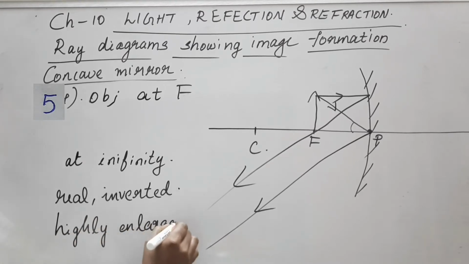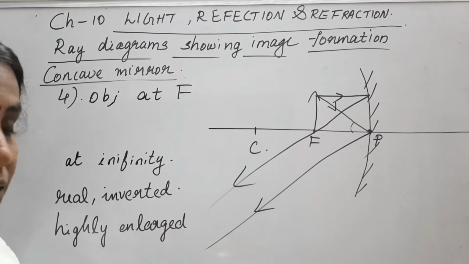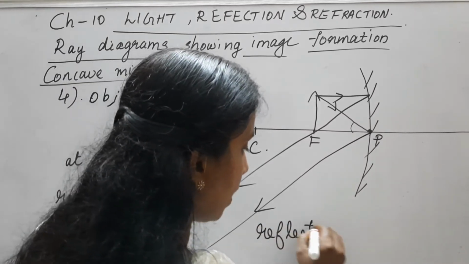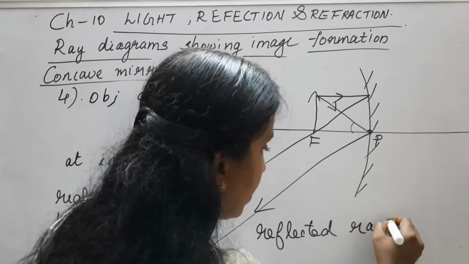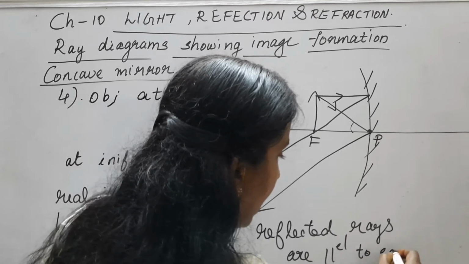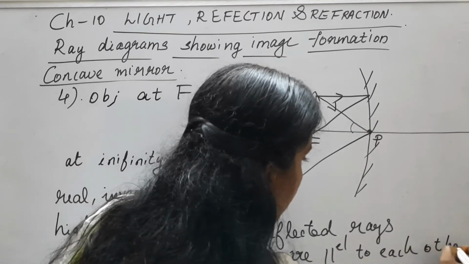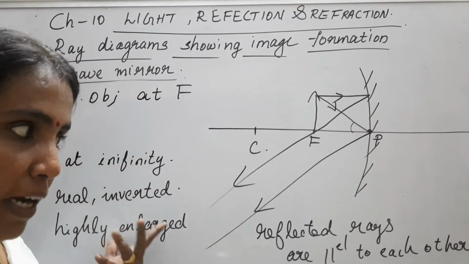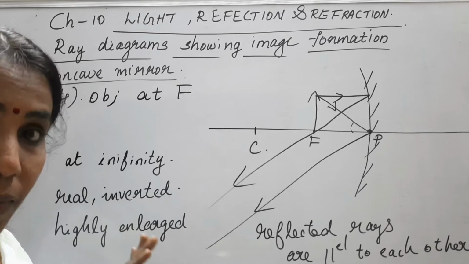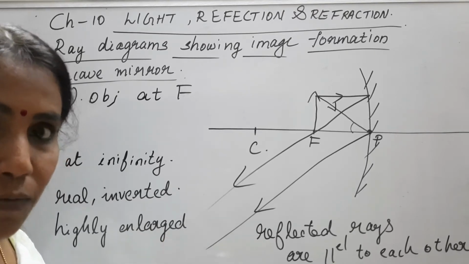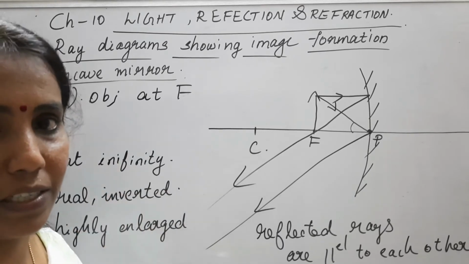So this is the case when the object is kept at F. The important point to be noted is that the reflected rays are parallel to each other. That is why we say the image is formed at infinity. Now you can compare and study. When the object was at infinity, the image was formed at focus. Now when the object is at focus, the image is formed at infinity.